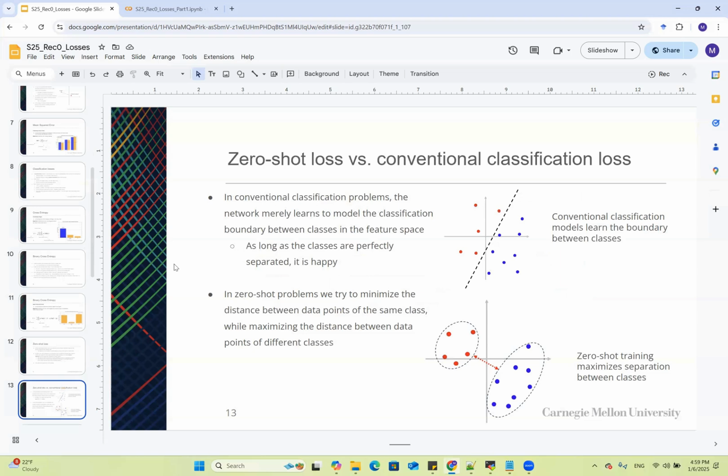So what are the differences between the conventional classification loss and the zero-shot loss? In conventional classification problems, the network merely learns to model the classification boundary between classes in the feature space. As long as the classes are perfectly separated, it would be super happy. But in zero-shot, we try to minimize the distance between the data points of the same classes while maximizing the distance between data points of different classes.